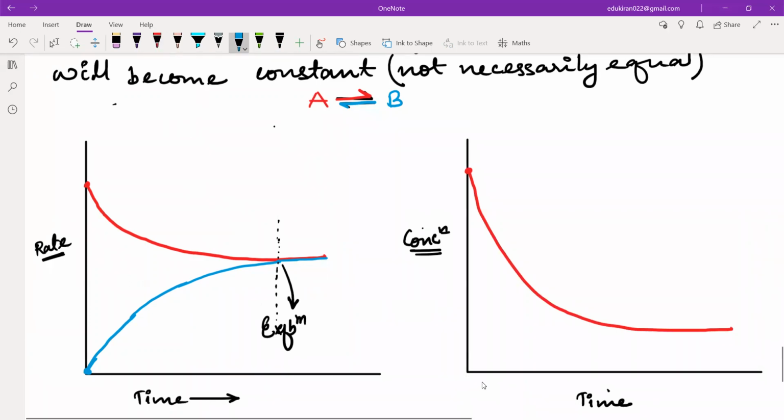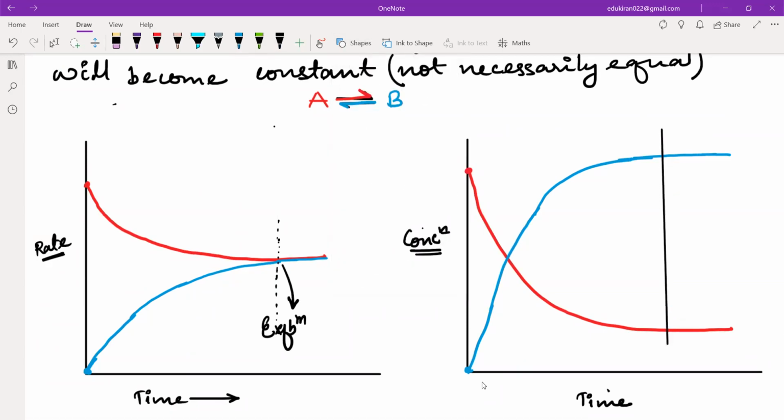Similarly, what will happen to B? The concentration of B will increase, and again, it will also get a constant value. The time at which it is getting constant, that is the equilibrium state. This part here is the equilibrium. Whenever the change is happening, that is not equilibrium. Okay, and also, let me just get this part here.